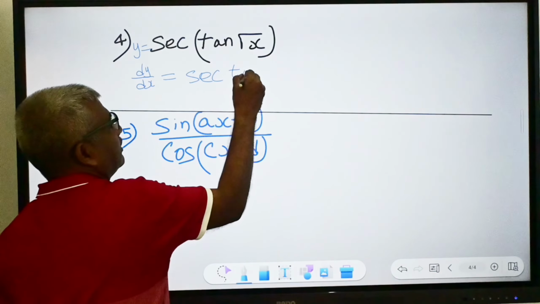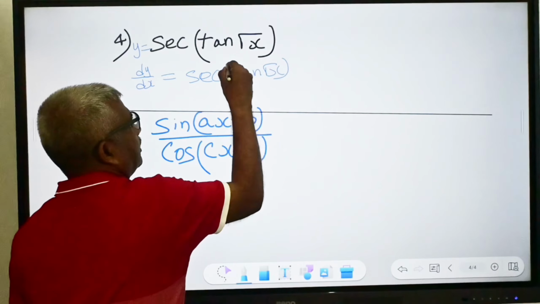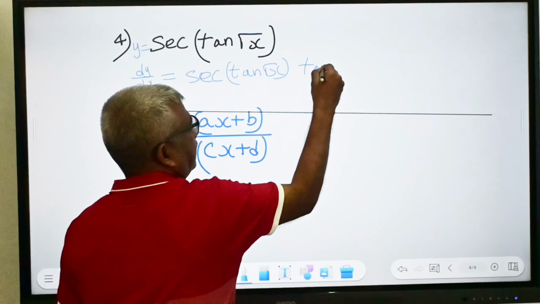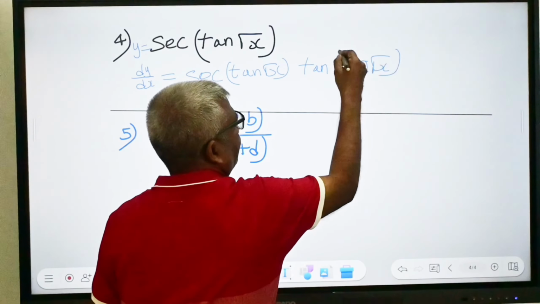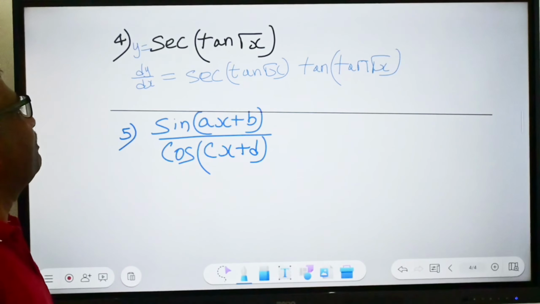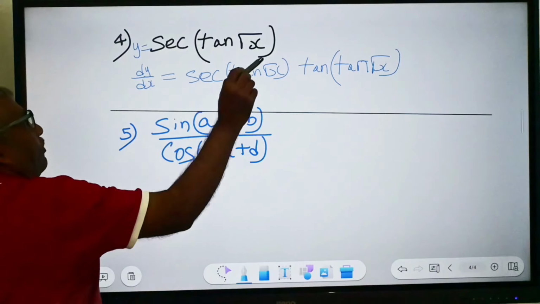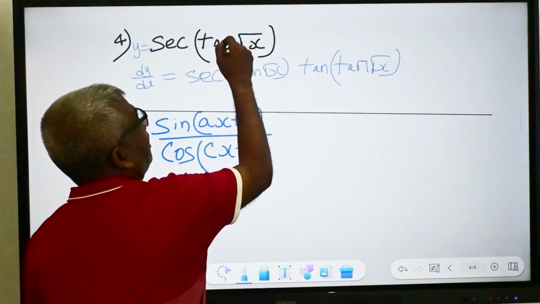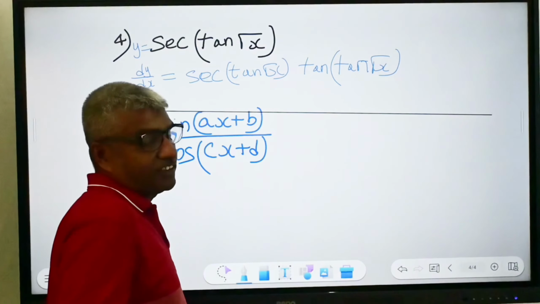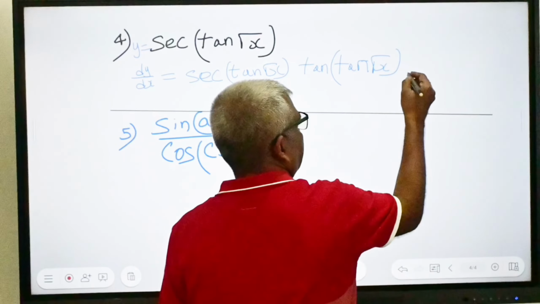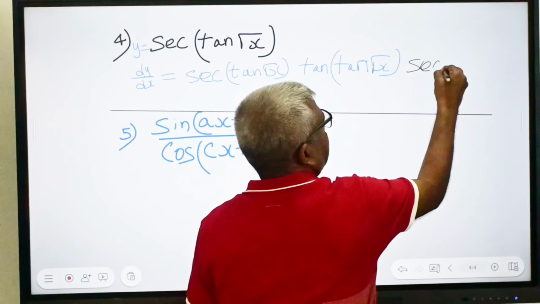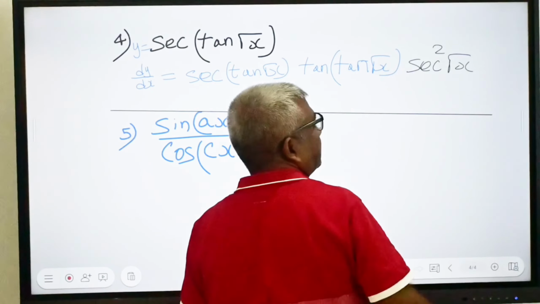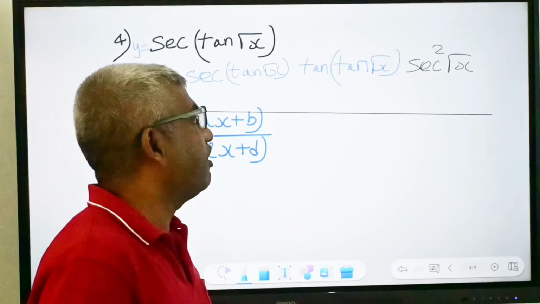Secant(tan root x), then tan(root x). Okay, now we differentiated secant only. Then again we have to come to tan root x. Tan x, what is the differentiation? Secant squared x. So secant squared root x.